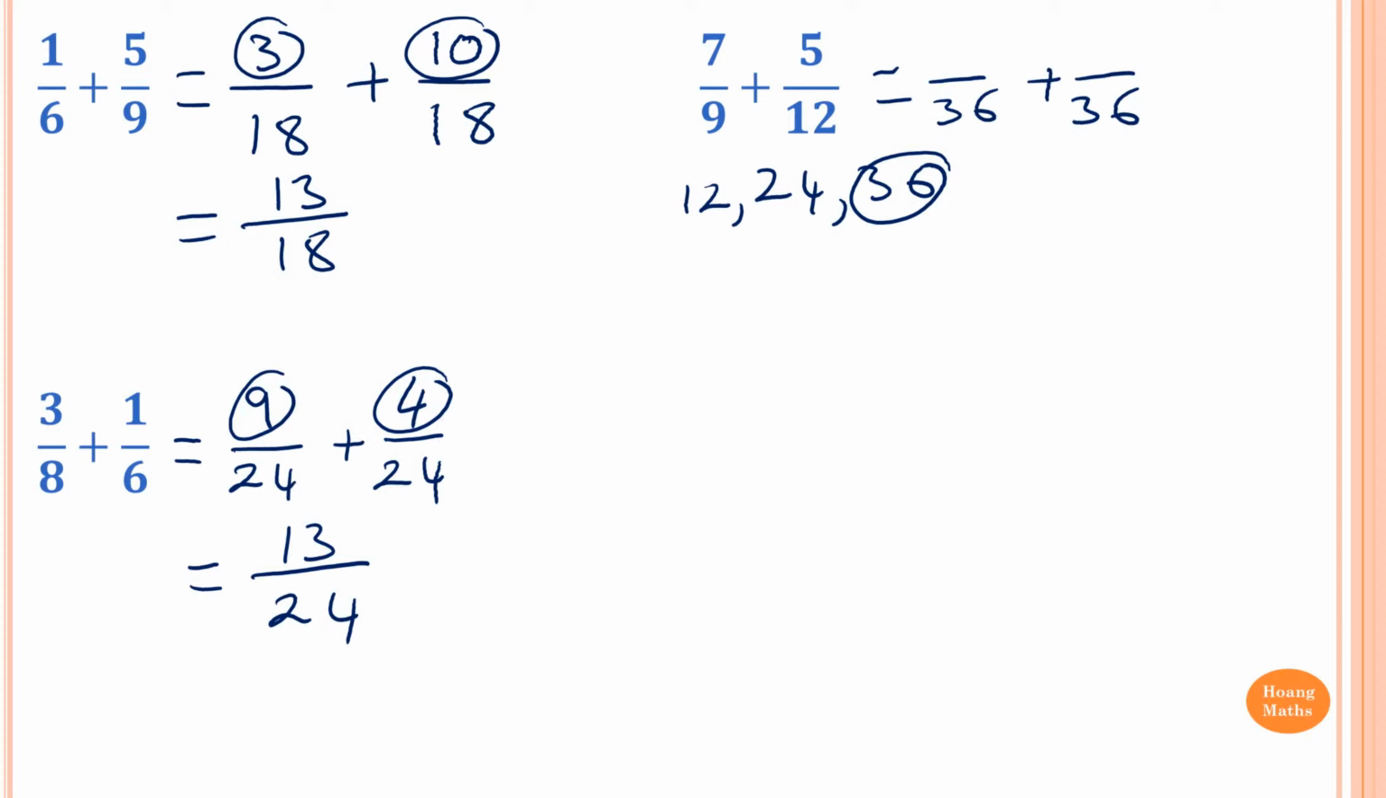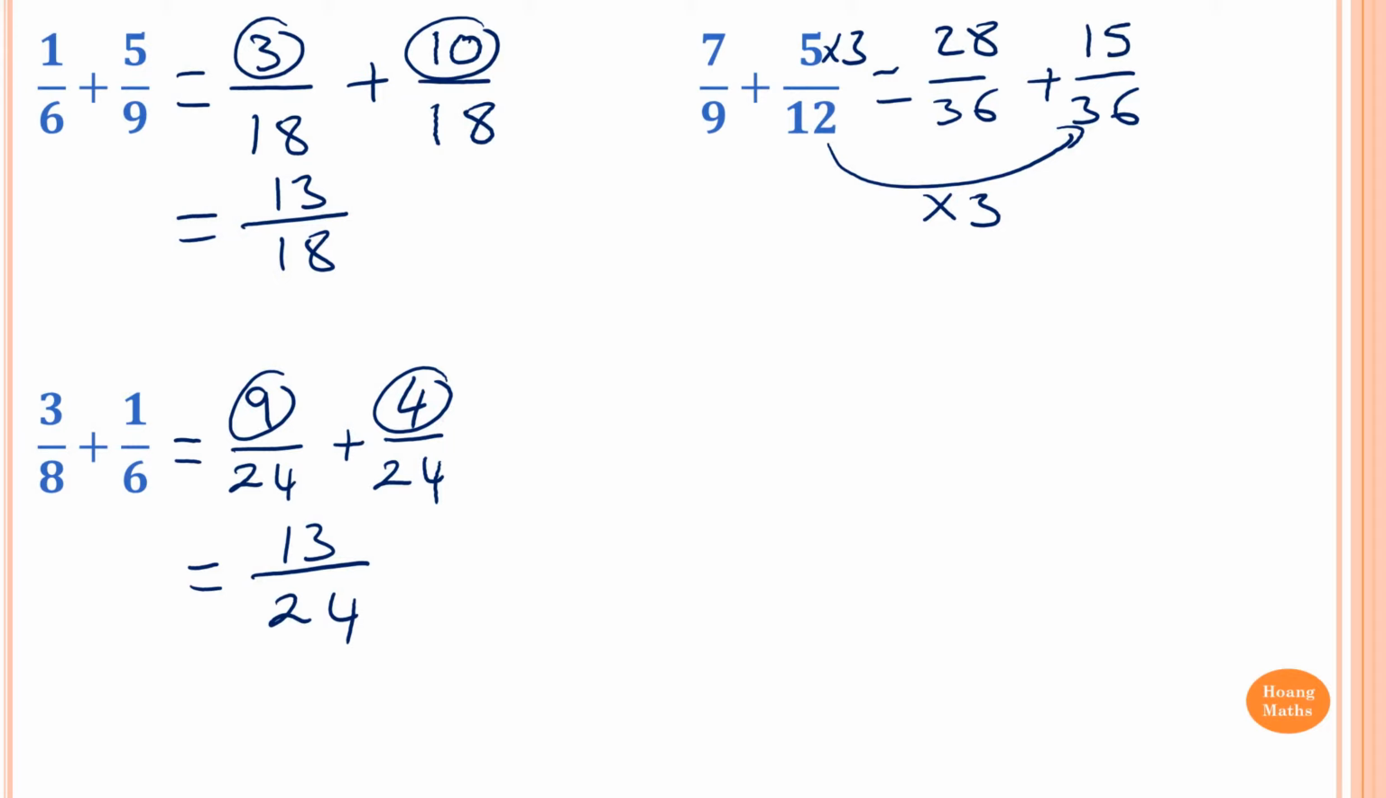Now if you cannot see 36 is a multiple of 9, you can list the 9 out as well. List until you can find the lowest common multiple. So 9, 18, 27, and 36. See? So now from 9 to 36, we times this by 4. So therefore, the top must times by 4 as well. So 7 times 4 is 28. And then from 12 to 36, you times this by 3. So the top must times by 3 as well. So 5 times 3 is 15.